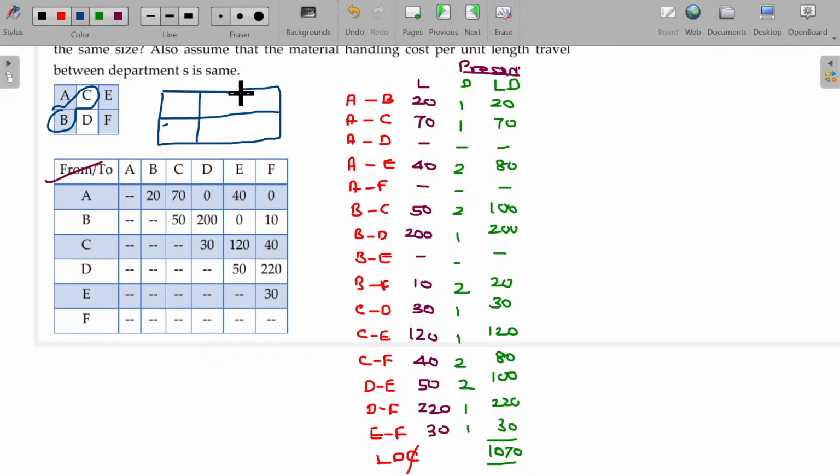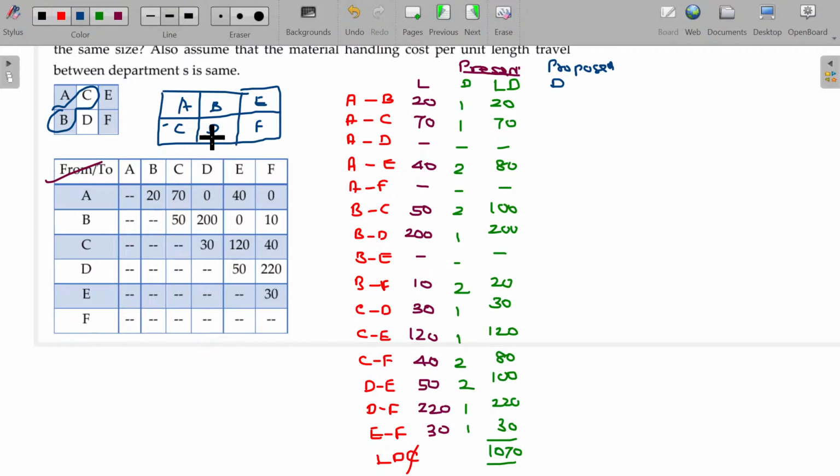Okay. A, C, B, D, E, F. Load remains same, only distances change. So you have to find out the distance for the proposed layout.